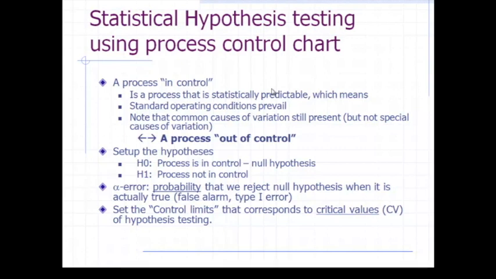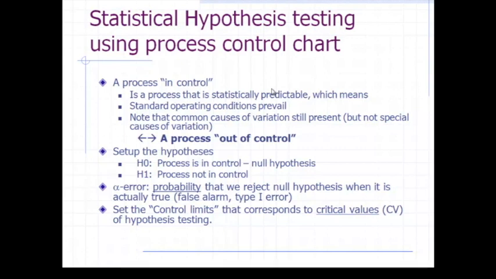The probability of this situation, where you make a wrong decision that the process is out of control when the process is actually in control, is called alpha error. So you can set up alpha error as like 5%, or you can change it to 10% or whatever. So by changing this alpha error, keep in mind that the critical values could be different.